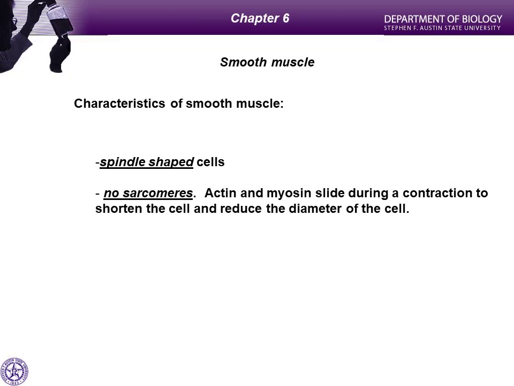Now, our skeletal muscle cells were cables. Our cardiac muscle cells were branched cells. And our smooth muscle cells are said to be spindle-shaped. Now, does anyone have any idea what spindle shape means? This is a very old, almost an old English term that we probably haven't done anything with in a very long time.